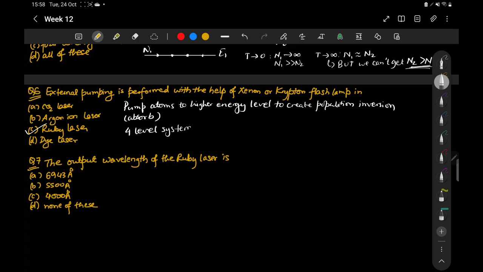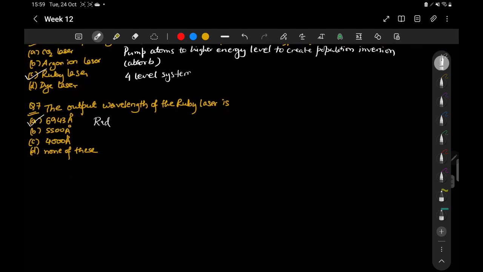The correct answer to this is option A, 6943 angstroms, and this is essentially red laser. Next question.